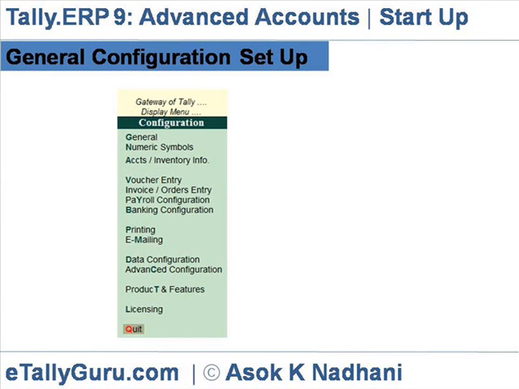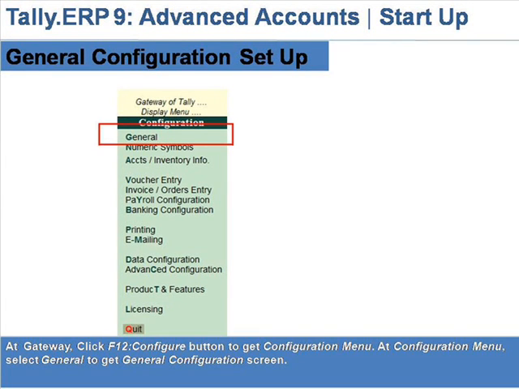General configuration setup. At the Gateway, click F12 Configure button to get the configuration menu. At the configuration menu, select General to get the general configuration screen.